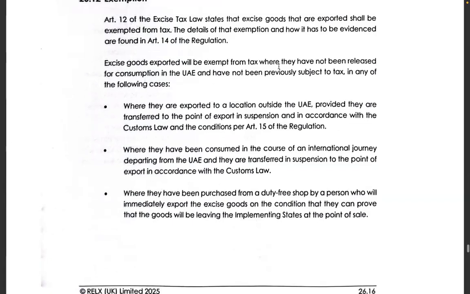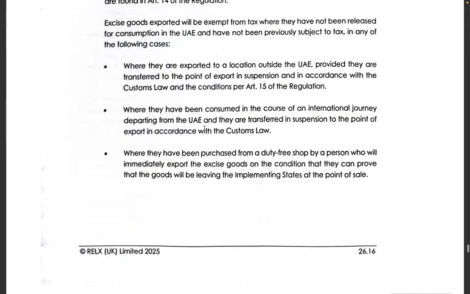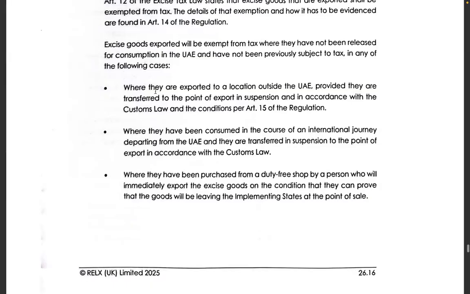Excise goods exported will be exempt from tax where they have not been released for consumption in the UAE and have not been previously subject to tax in any of the following cases. So, where they are exported to a location outside the UAE, provided they are transferred to the point of export in suspension and in accordance with the customs law and the conditions as per Article 15 of the regulation. So if these goods are excise goods and they are being exported outside of UAE, then they will be exempted basically.